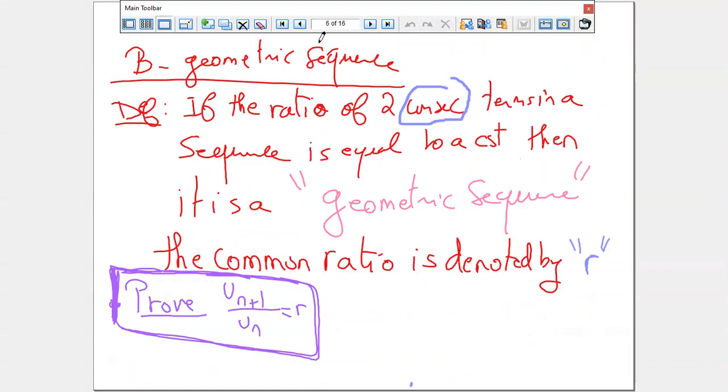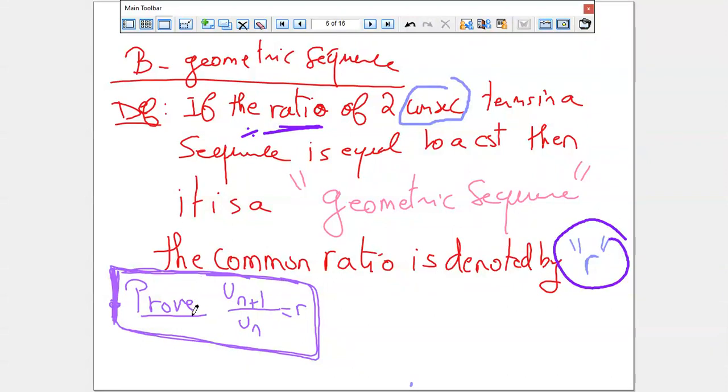Let's move now to the geometric sequence. What does a geometric sequence mean? If the ratio of two consecutive terms in a sequence, I said the ratio, it means the division of two consecutive terms, sorry for my handwriting, is equal to a constant, then it is a geometric sequence. So here I'm doing over. In the arithmetic, we do minus. Here I'm doing over. And the common ratio is denoted by r.